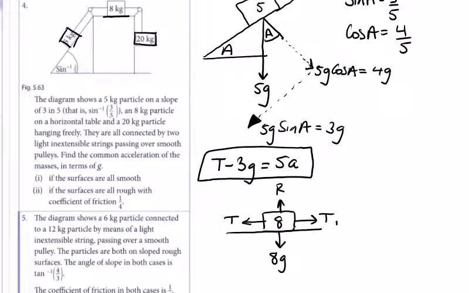So let's look at our equation. The 20 is going to go down, so it is going that way. We had the 5 going up, so this has to be going in this direction. So we have T1 minus T, they're the only two forces, is equal to ma, which is 8a.